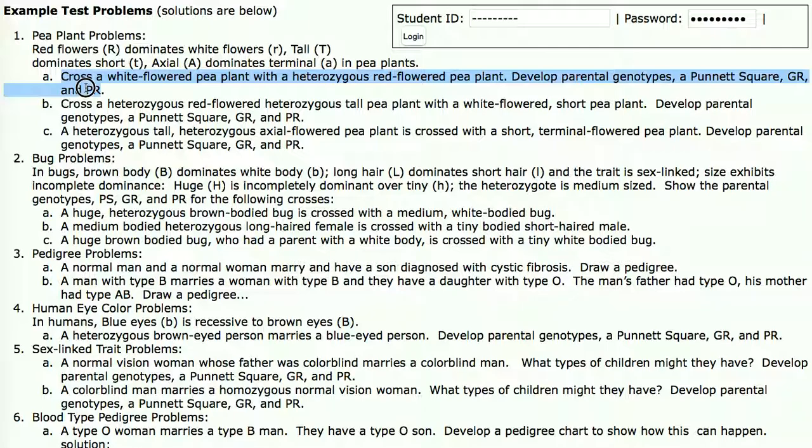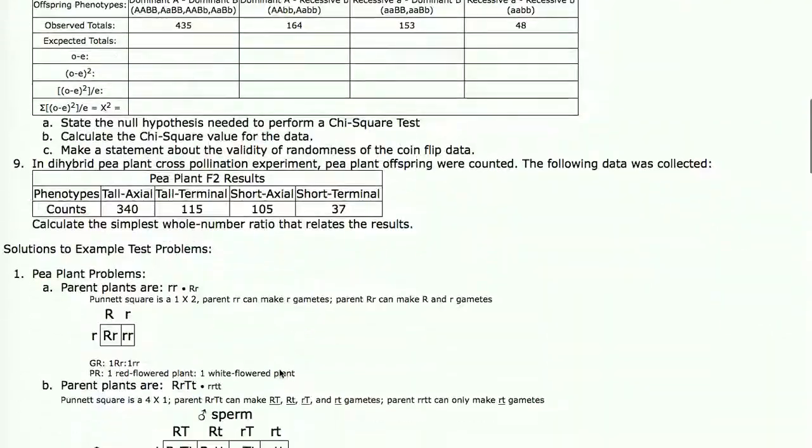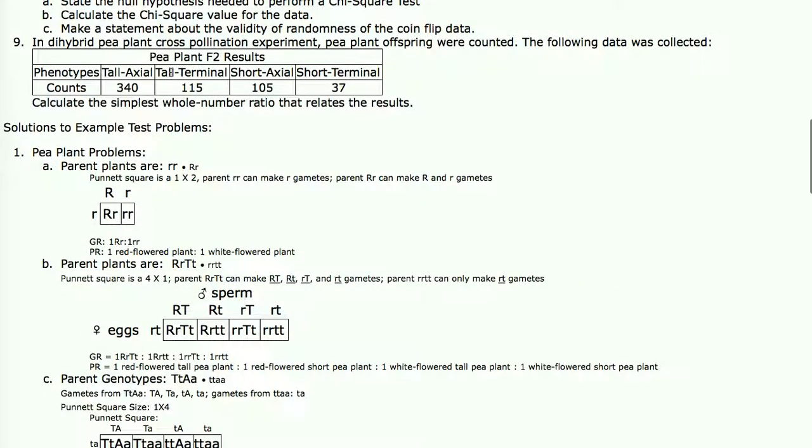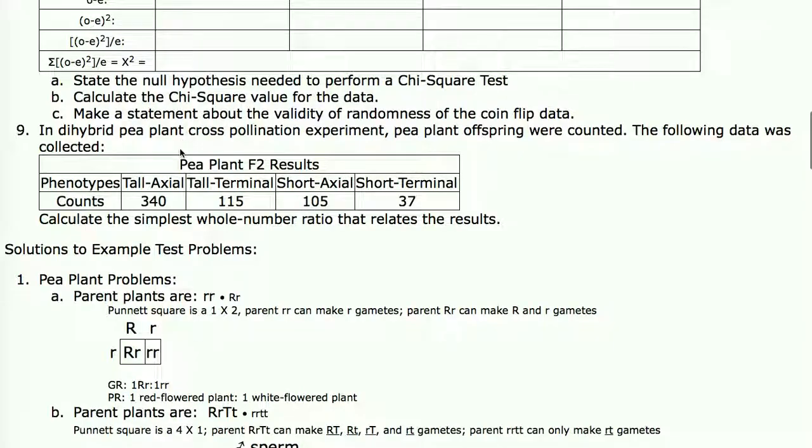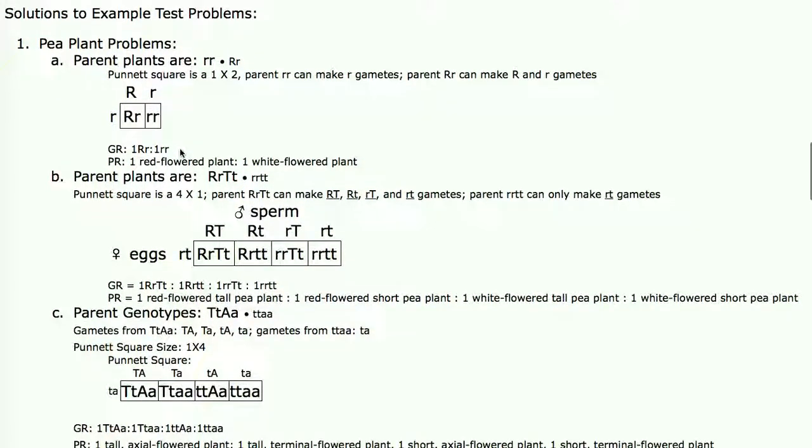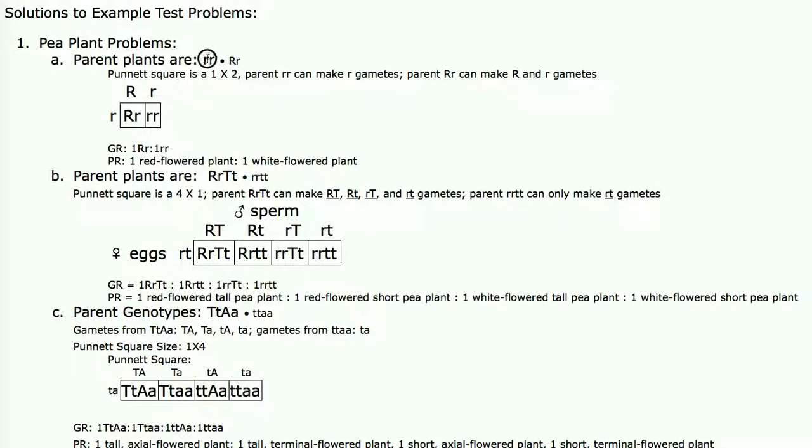We need the parent genotypes, the Punnett square, the GR, and the PR. So we've got a white flower with a red flowered. Here's the solution down here. The white flowered plant is little r, little r, and the heterozygous red flowered plant is big R, little r. That's step one on the rules for Punnett squares.